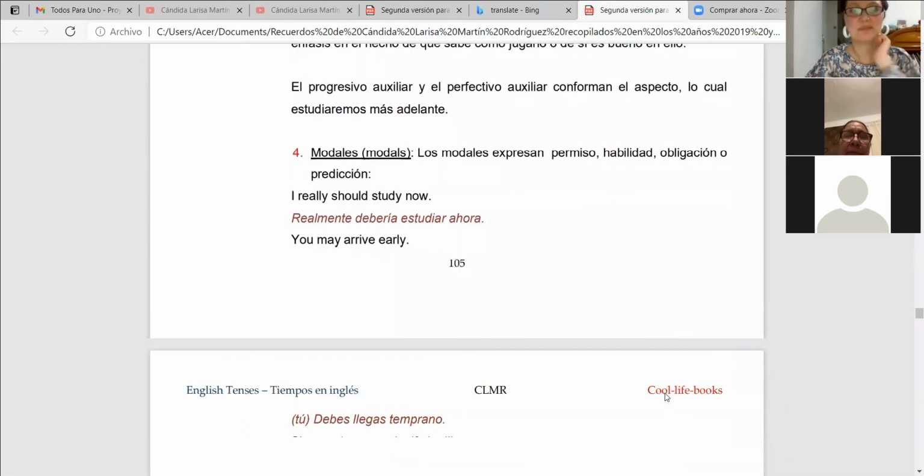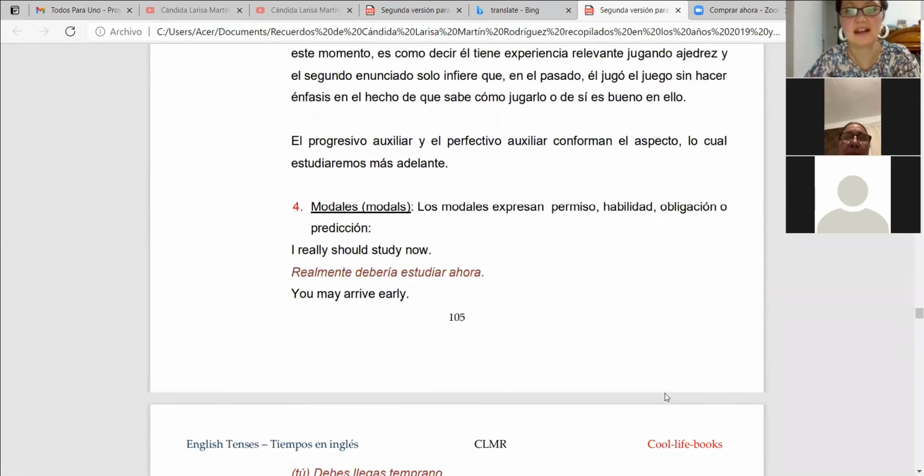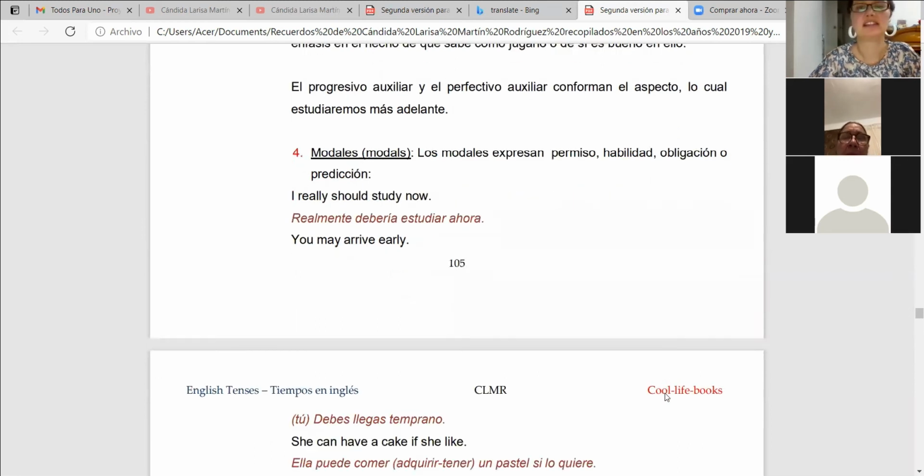All right. Number 4. Oh, I'm sorry. The progressive auxiliary and the perfective auxiliary conform the aspect, which we are going to study in more detail later. Okay, we are going to study about it later. Modals. The modals express permission, ability, obligation, or prediction.